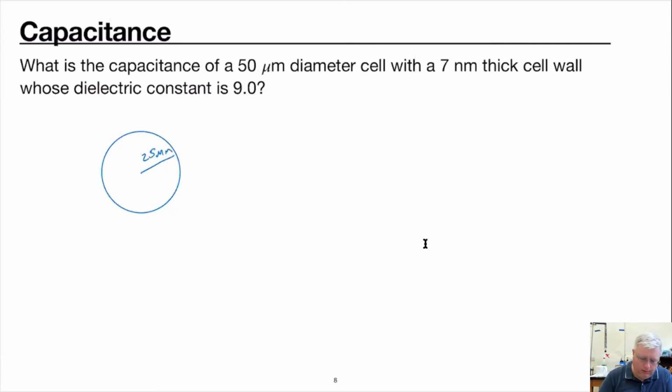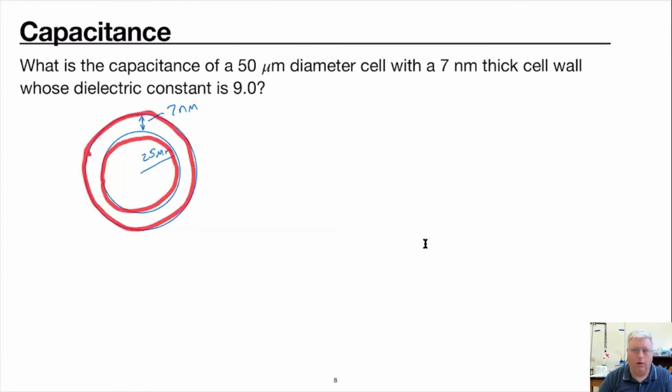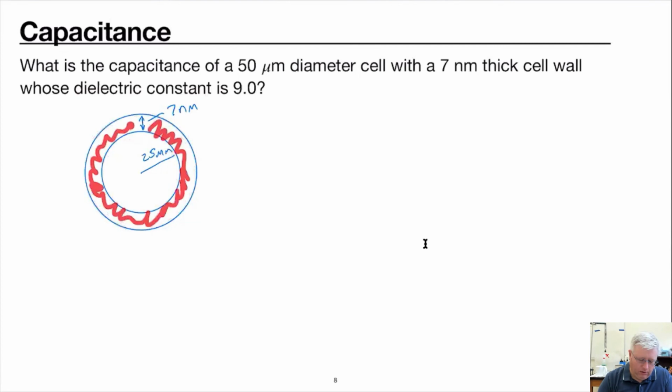and it has a cell wall. Basically, this is the wall, in between here and here, and this is 7 nanometers thick. You get a picture of this: we're seeing it in 2 dimensions right now, but picture it as a sphere. Essentially, the cell wall behaves like a parallel plate capacitor, and what makes up the cell wall behaves like a dielectric with a constant of 9. So what then is the capacitance of this cell?